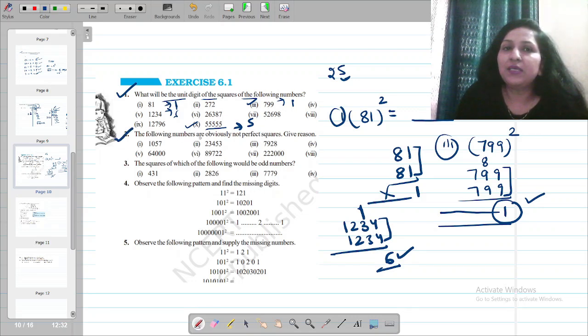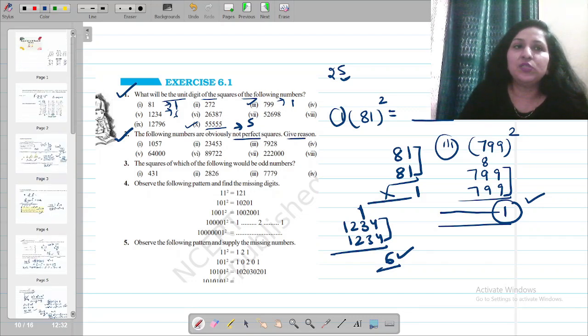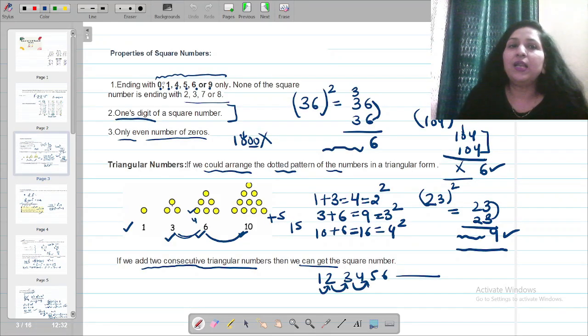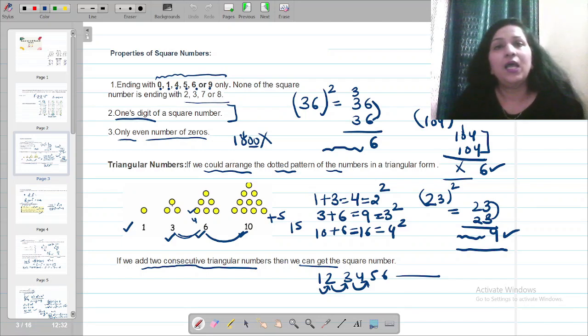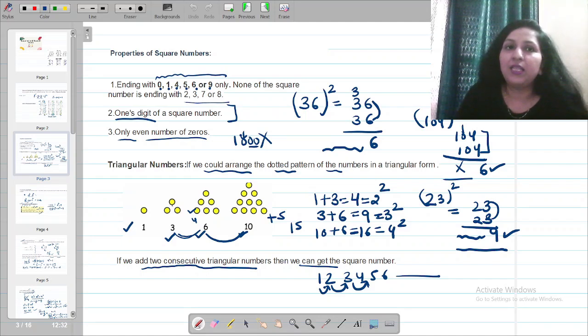The following numbers are obviously not perfect squares. You have to give a reason. If you remember, in the previous video, the first introduction video, I have already told you that numbers ending with 2, 3, 7, 8 are never perfect squares. Perfect square numbers only end with 0, 1, 4, 5, 6, 9 and 0 has to be repeated an even number of times. So if any number finishes with 2, 3, 7, 8, it can never be a perfect square.